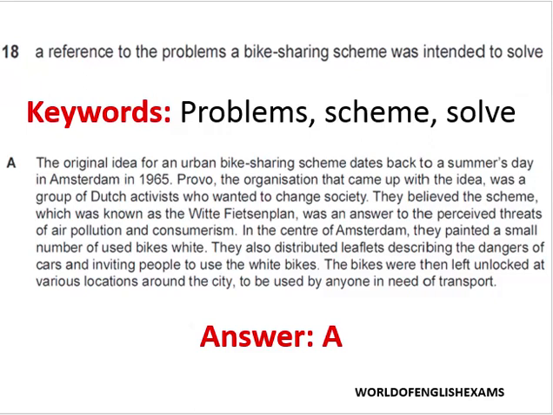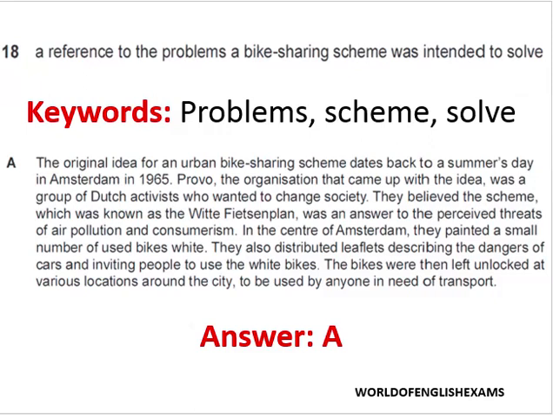See guys, if you analyze the keywords properly, the keyword says problems. That means you ideally need to find more than one problem. In this case, the two problems are air pollution and consumerism. So that is what the context is referring to. That's why the answer for this question is A.